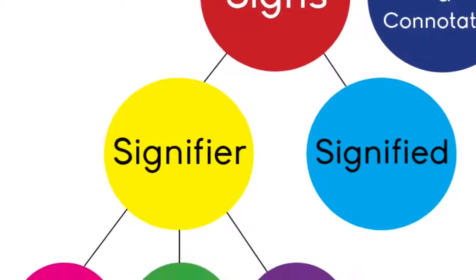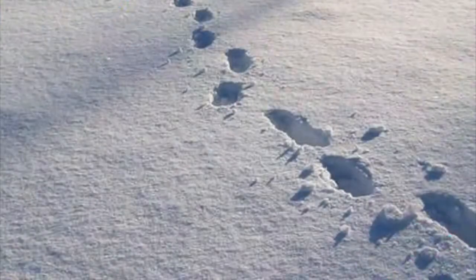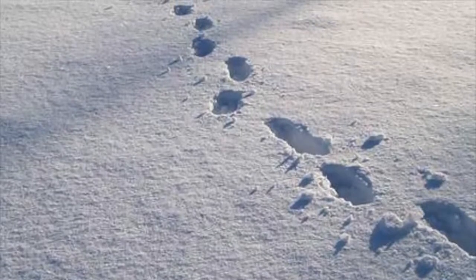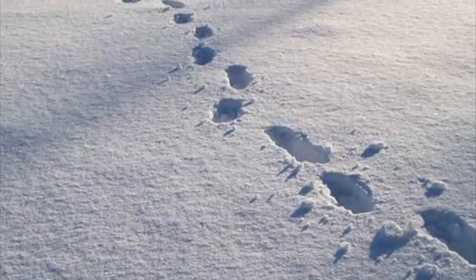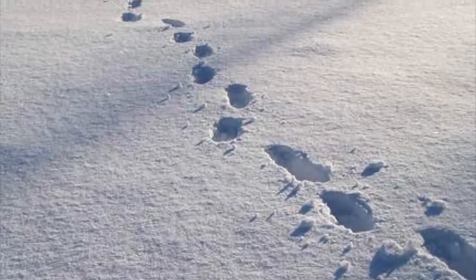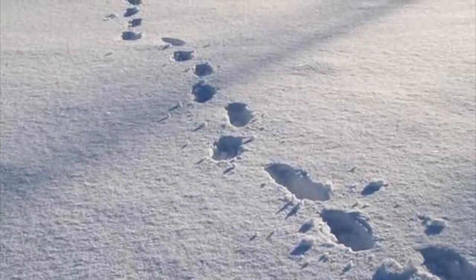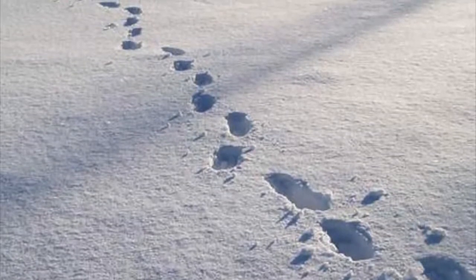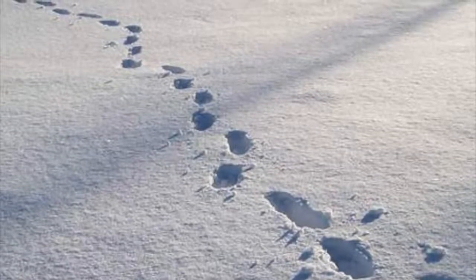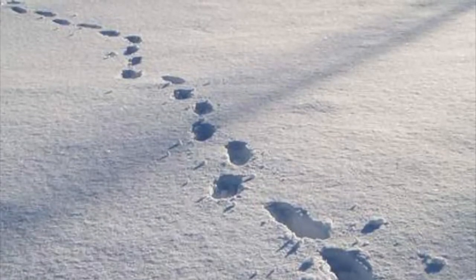Next, I'll be showing you an image, and you'll identify whether it's an icon, symbol, or index. Take a moment and analyze this photo. Are the footprints in the snow an icon, symbol, or index? If you said index, you're correct. The footprints cannot exist without a person stepping through the snow. What is signified in this photo? If you said someone walking in snow, you're correct again. Lastly, what would be the signifier? If you said the footprints, you're absolutely right.